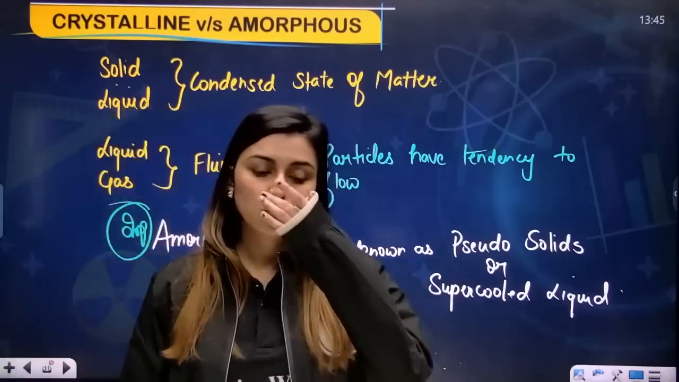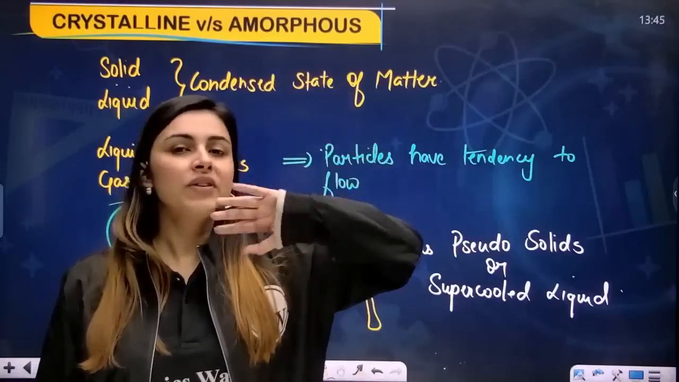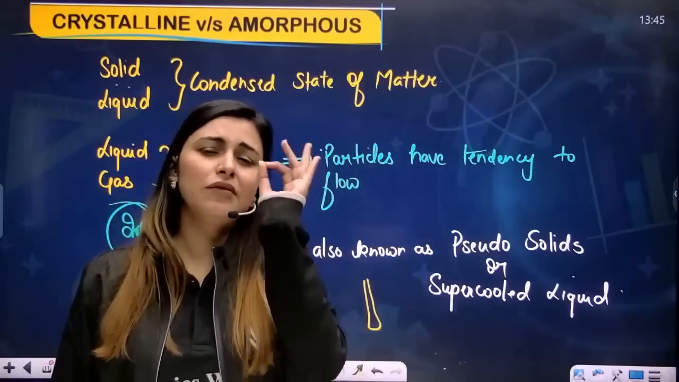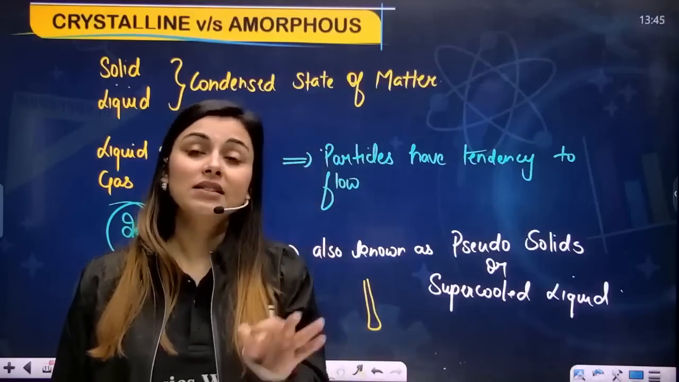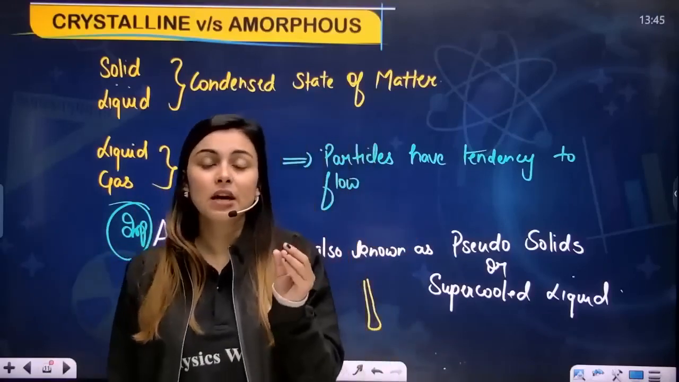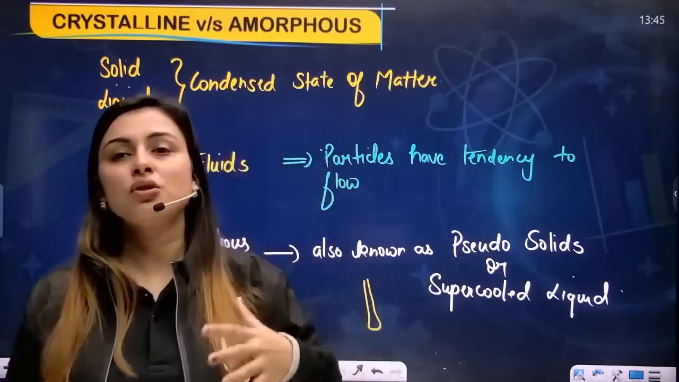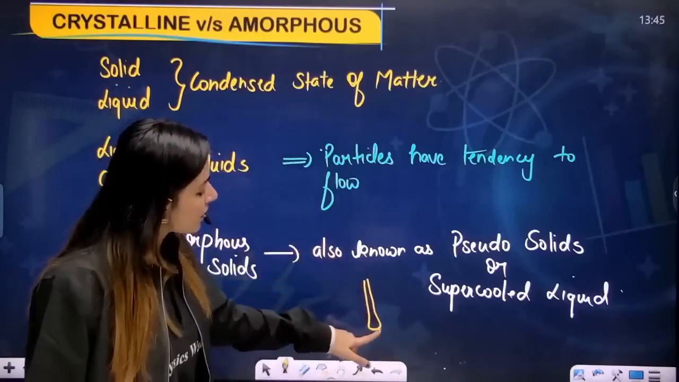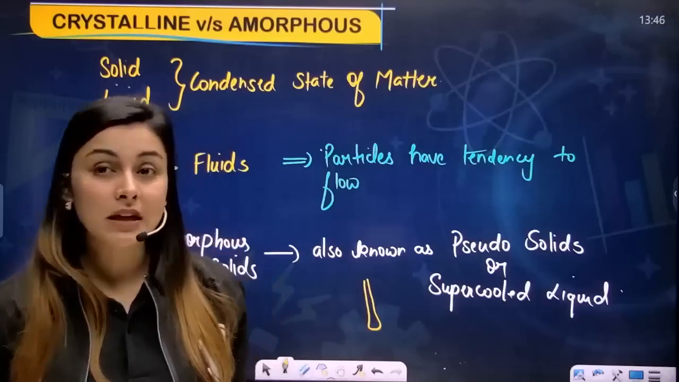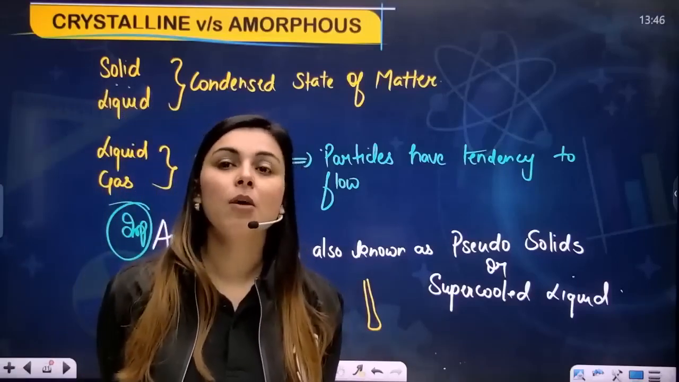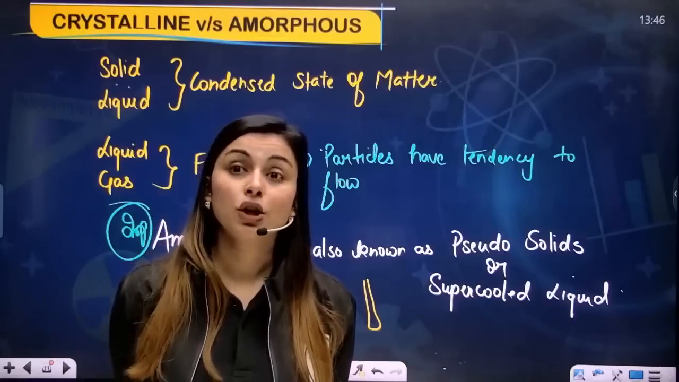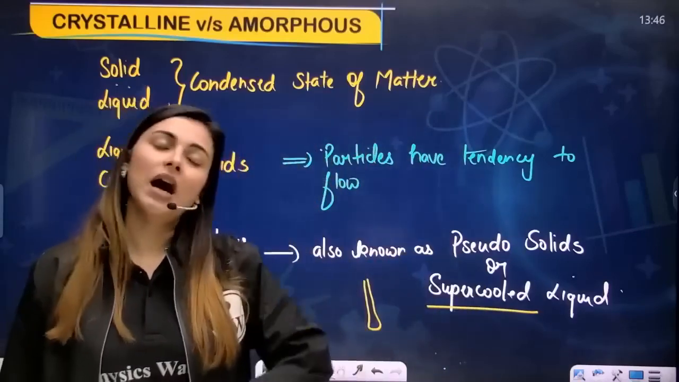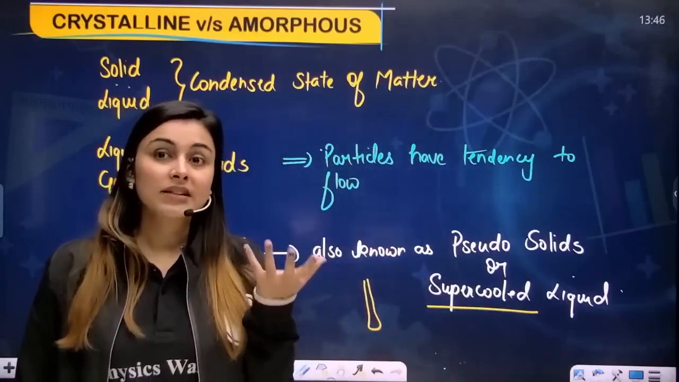Actually what happened is that glass, with time, though we cannot see it with our naked eyes, has a tendency to flow. It flows very slowly, and over the duration of 100-200 years the particles keep on flowing, so you get a thicker part down and the upper part becomes thinner. This is the tendency of a solid to flow, and that is the reason we say amorphous solid is a supercooled, highly cooled liquid, because it has a tendency to flow.